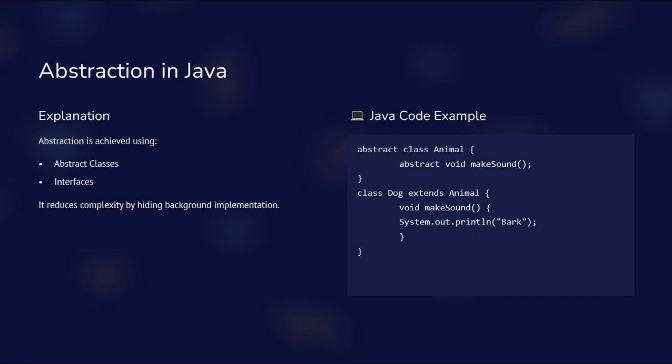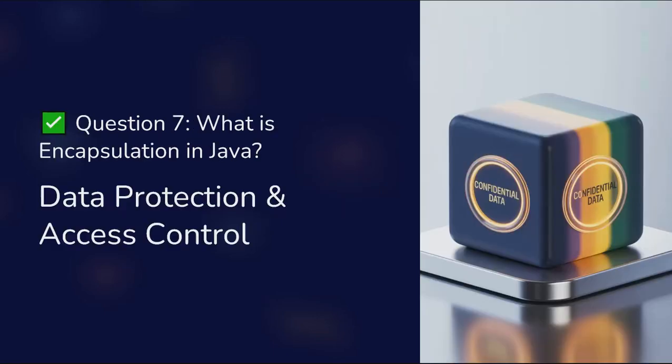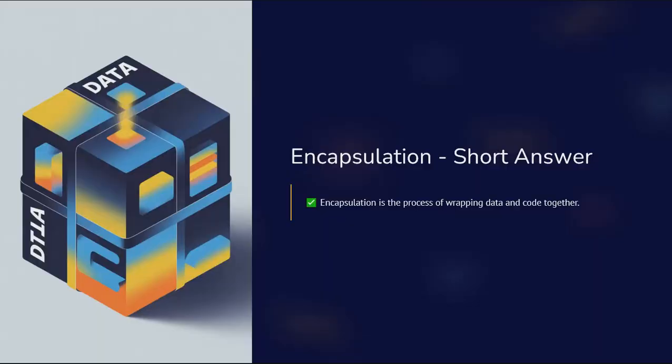So the Dog class must define the abstract methods defined in the Animal class, right? So the summary is, abstraction simplifies code and improves focus on what an object does. Now our next question is, what is encapsulation in Java? So, data protection and access control. So what will the short answer be?